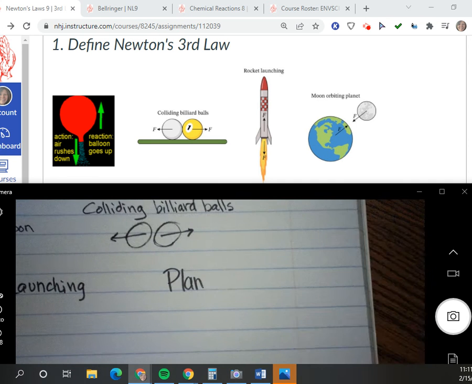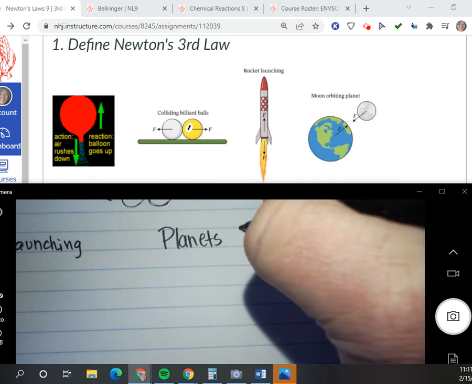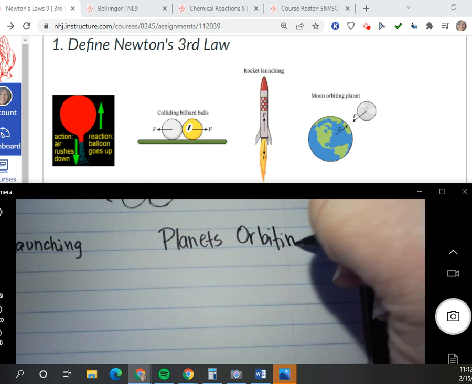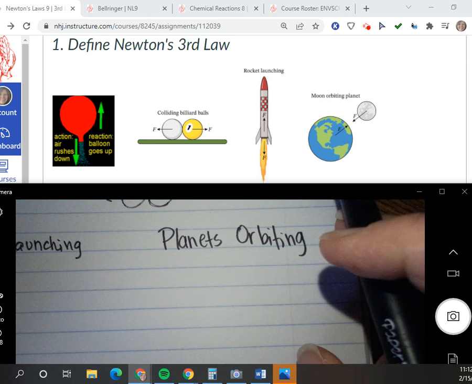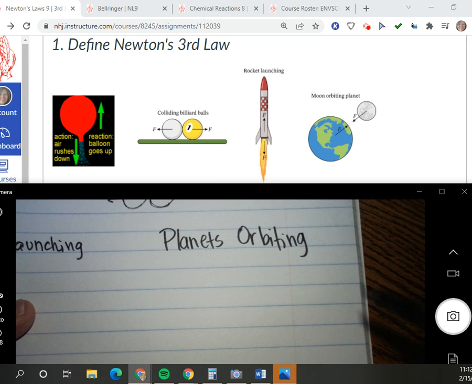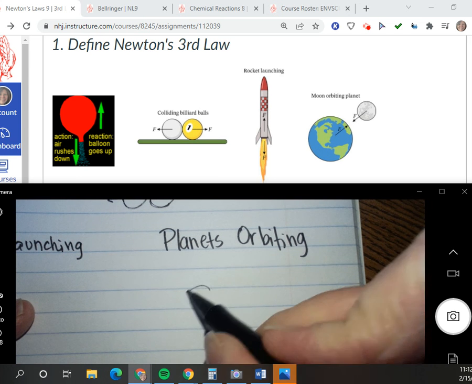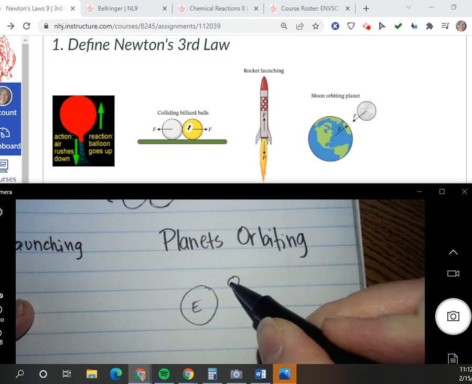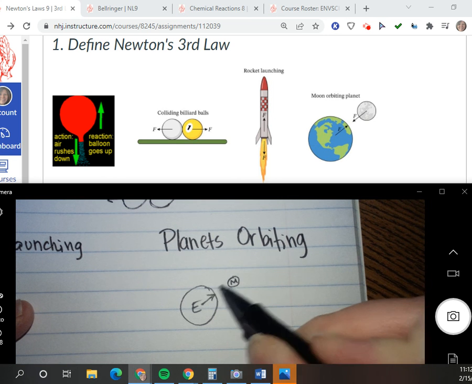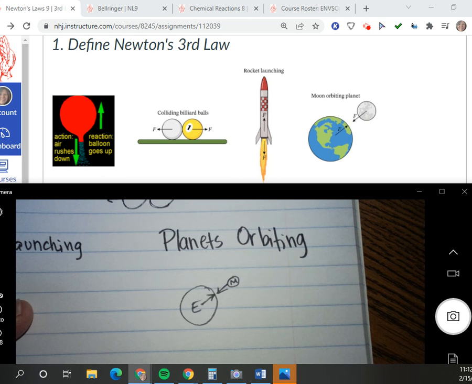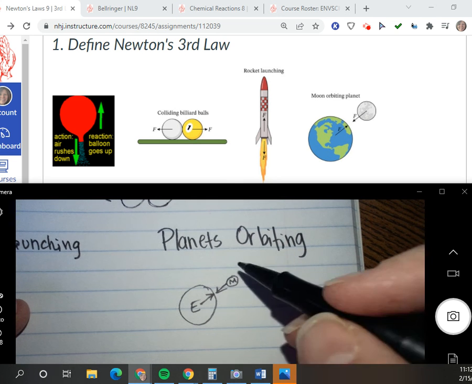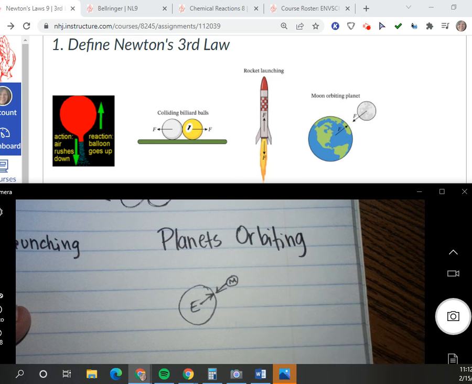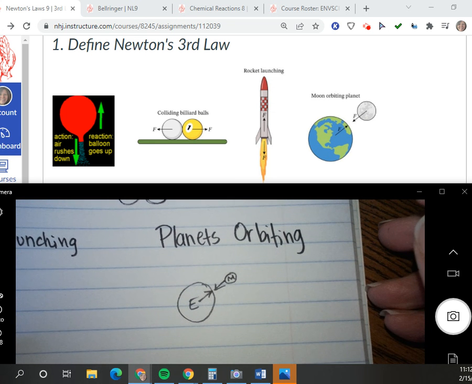Right? So we'll move on to what about the planets orbiting? The force of gravity on the Earth is the same as the force of gravity on the moon, which we talked about a little earlier with gravity. So we have Earth, we have the moon, but this force is the same. The Earth is pulling on the moon with its gravity, the moon is pulling on the Earth with its gravity, but the force is equal because they are an action and reaction pair.